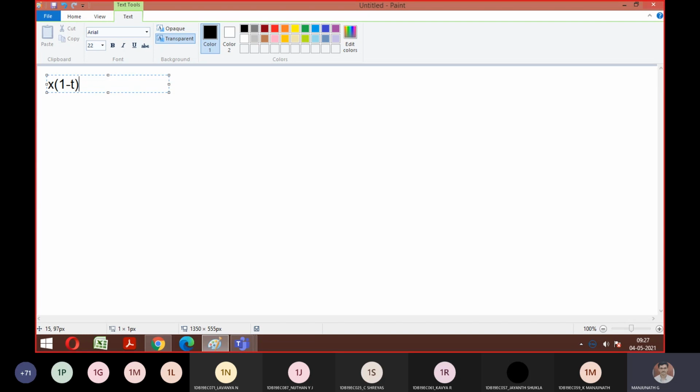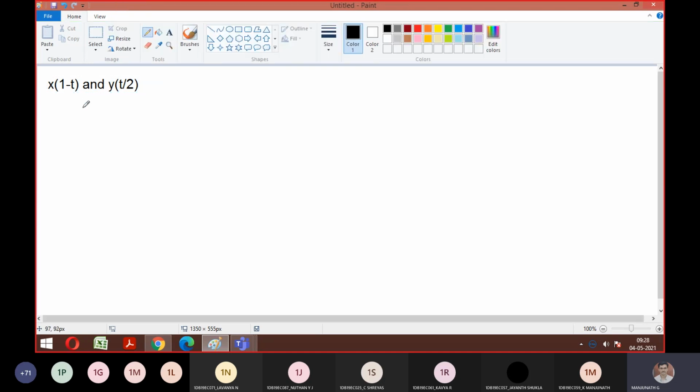x of 1 minus t and y of t by 2. So this is what you have to get for the sketch. So let me write the sketch. We'll write x of t. So the x of t signal looks like this.